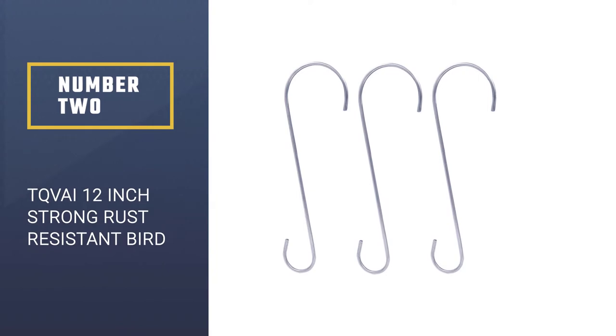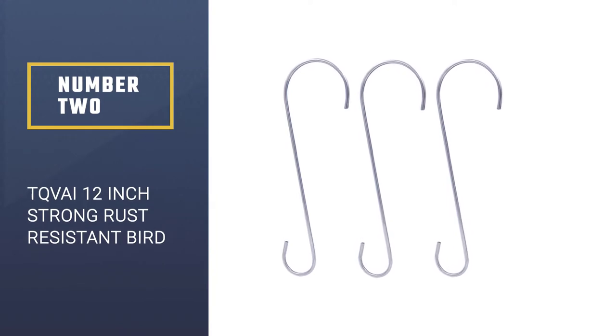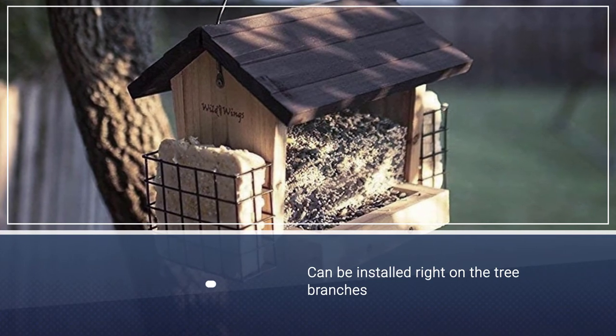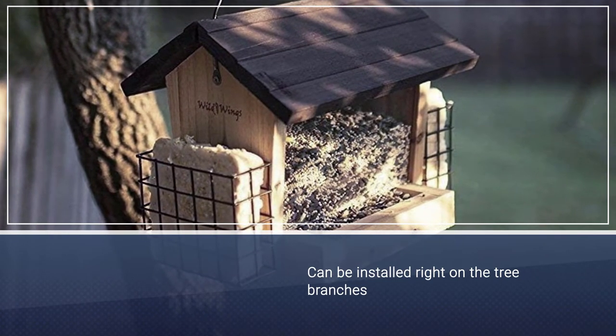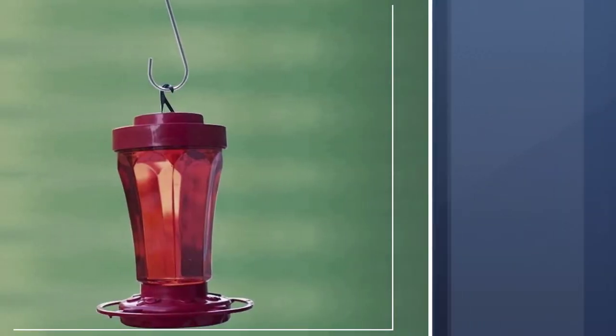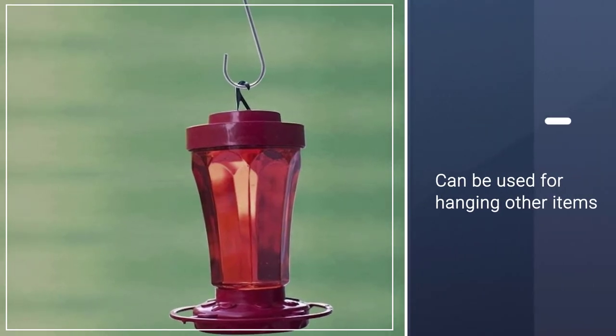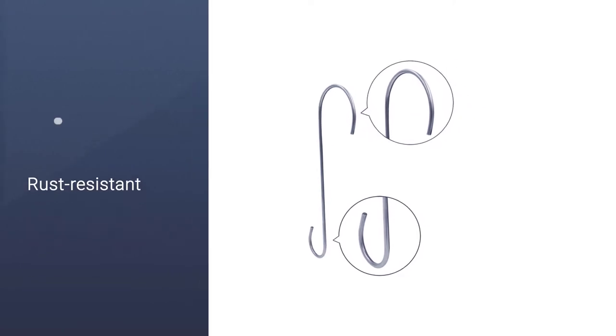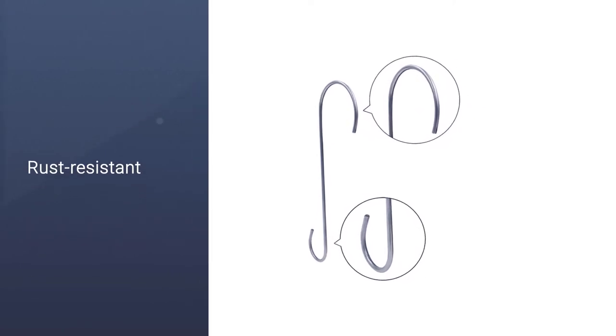Number 2. TQVAI 12-inch strong rust-resistant bird feeder. The bird hooks can be installed right on the tree branches, allowing you to hang birdhouses complete with feeders. Furthermore, these bird feeder hangers can be used for hanging other items, too, such as flower pots or lanterns, if you're looking to take your garden or orchard design to a whole new level.